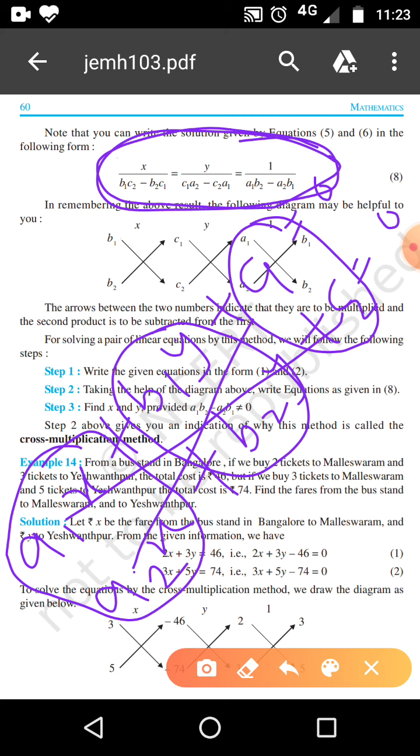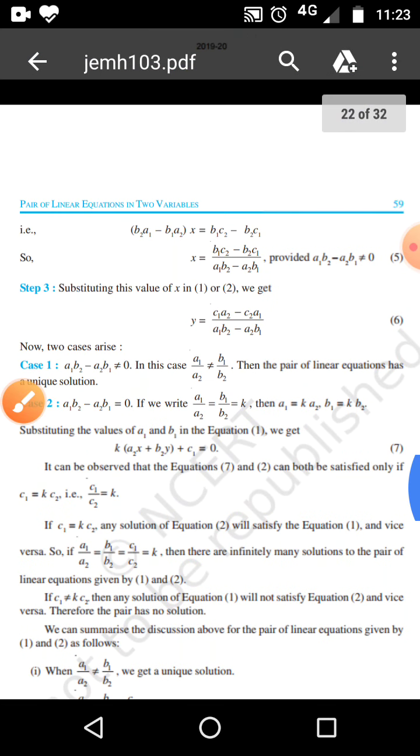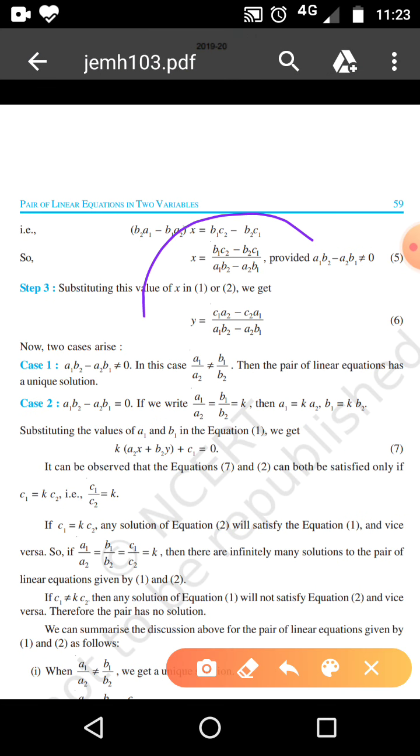the value of x is equal to b1 c2 minus b2 c1 upon a1 b2 minus a2 b1. Similarly, y upon c1 a2 minus c2 a1 is equal to 1 upon a1 b2 minus a2 b1. So y is equal to c1 a2 minus c2 a1 upon a1 b2 minus a2 b1. You see from here the result, the value of x and the value of y.